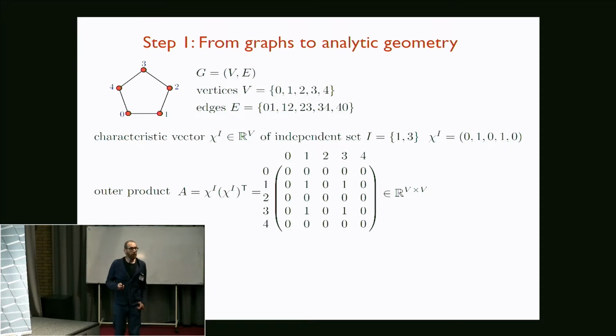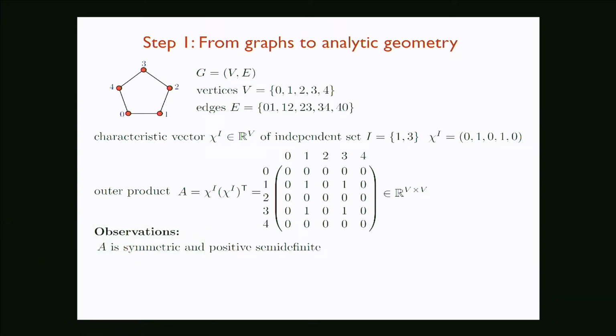So what are the nice properties of it? First of all, this matrix is symmetric and positive semi-definite. We will later optimize over these kinds of matrices, so positive semi-definiteness is important. Then you see that the entry ij is 0 whenever you have an edge between i and j. Because here I look at independent sets, I take the outer product of the independent set vectors, and in an independent set, I cannot have an edge between i and j.